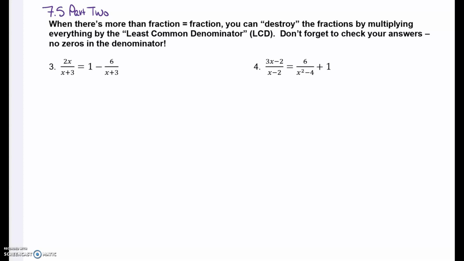So in number 3, in our denominators, we have x plus 3 and x plus 3. This 1 has a denominator of 1, which we don't need to multiply by 1. That'd be pointless. So the denominators are x plus 3. I'm going to multiply everything by x plus 3.